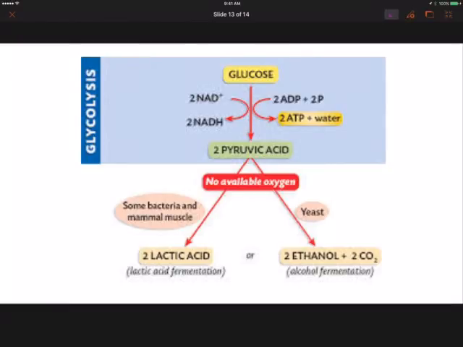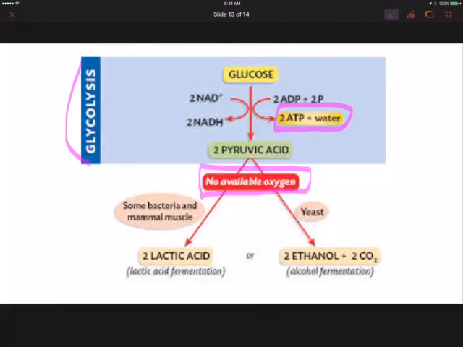So without oxygen, I can't undergo that Krebs cycle and the electron transport chain. And I'm not going to produce very much ATP. I'm going to produce 2 ATP through glycolysis, but you can see here that I'm missing that Krebs cycle and the electron transport chain. This happens when there's no oxygen available.